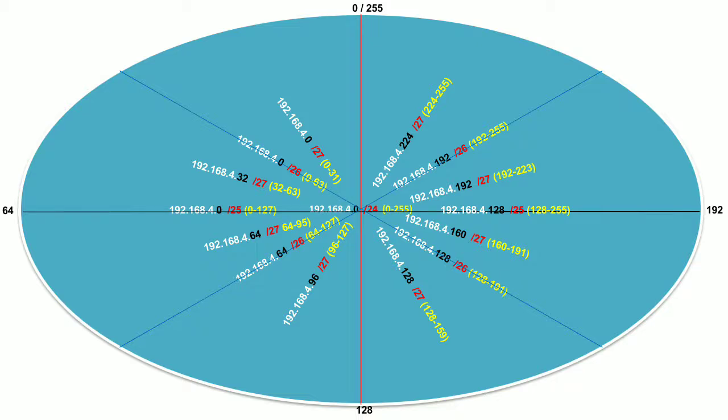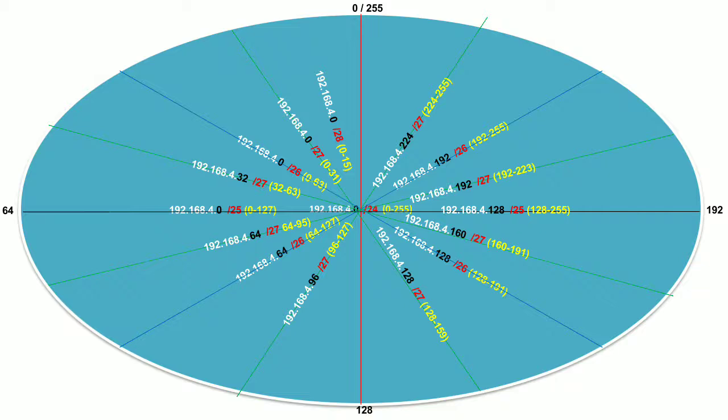Now, if you want to further divide the original network of /24 into 16 networks, then each of these 16 networks would contain 16 IP addresses. So the first IP address would be its network ID, and the last IP address of each of these networks would be their respective broadcast IP addresses.